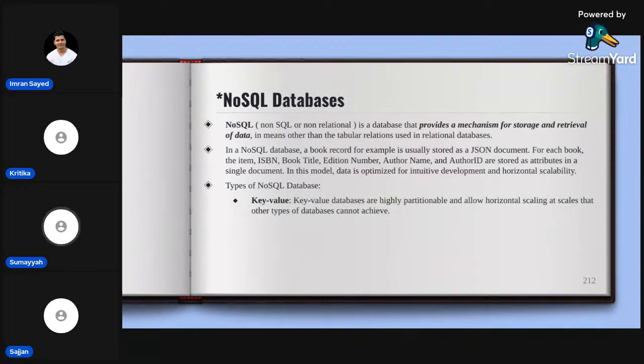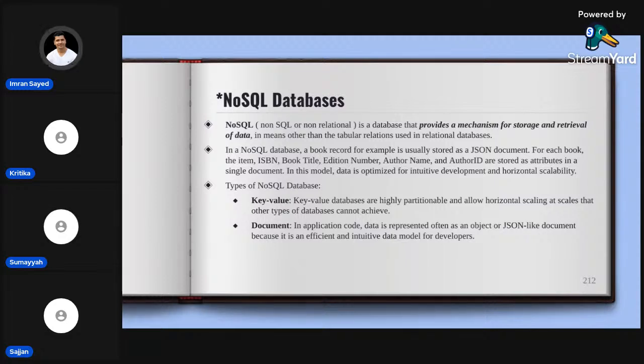Types of NoSQL database. Key value: key value databases are highly partitionable and allow horizontal scaling at scales that other types of database cannot achieve. Document: in application code, data is represented often as an object or JSON-like document because it is an efficient and intuitive data model for developers. And it will be really useful in object-oriented programming because you already have that in a JSON format, key value pair.